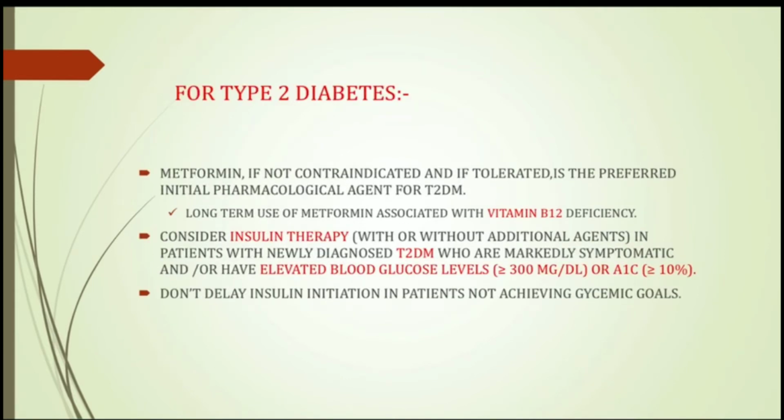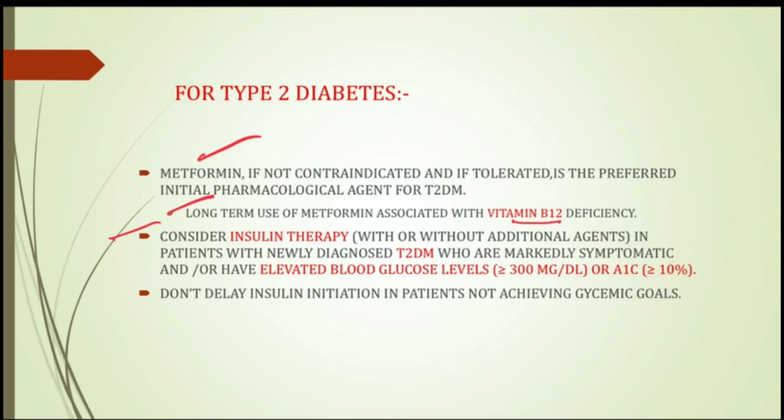Most patients with type 1 diabetes should use insulin analogs to reduce hypoglycemia risk. Now we will talk about the pharmacological treatment of type 2 diabetes. If not contraindicated and if tolerated, metformin is the preferred initial pharmacological agent for type 2 diabetes. Also please take note that long-term use of metformin is associated with vitamin B12 deficiency.